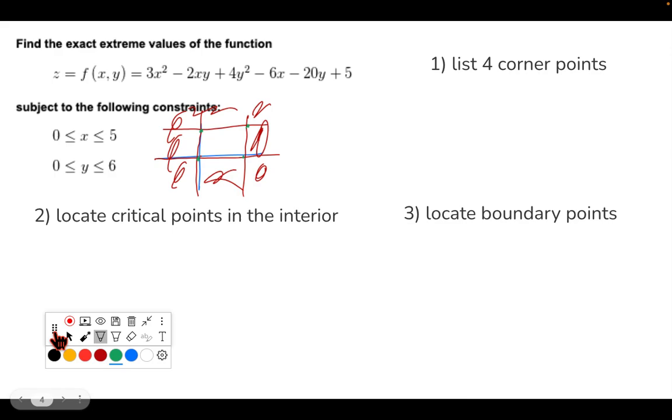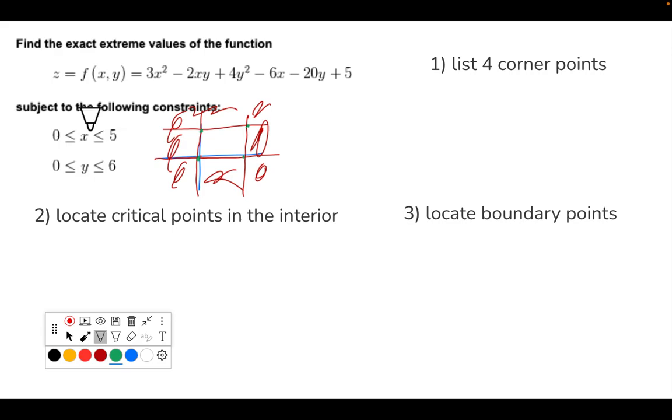First one, and this is the way the homework asks you: list the corner points, find the critical points in the interior, and then find the critical points on the boundary. And on the boundary, we're going to plug in these values here.